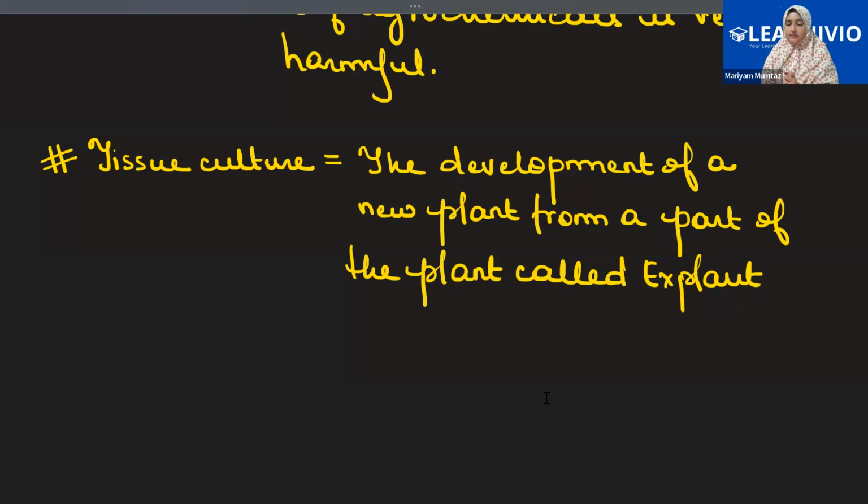Beneficial to us in terms of application. Okay. So for that, we're going to start the next chapter, that is biotechnology and its applications.